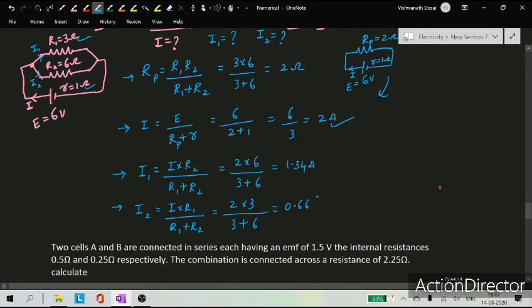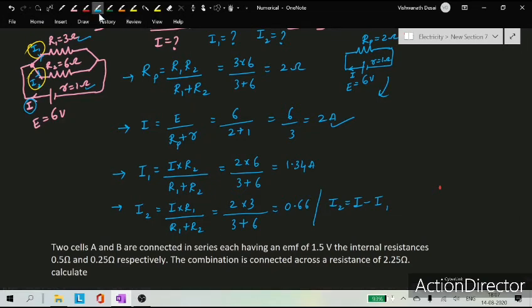This I2 also you can find it out by using one more formula. This is I2 is equal to I minus I1. Okay, from main current, from this particular main current, you can remove this particular current. So you will get a remaining current I2 you are going to get. So the answer should be same. The answer what you are going to get, that should be same. And the unit is also should be same, that is amps.